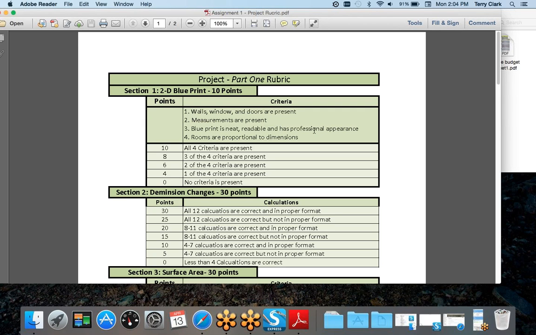And notice it says 2D. So even though it's going to talk about height, when you do your blueprint, the blueprint needs to be done in 2D. It can't have walls going up. You wouldn't put walls up on it because it's going to be a flat surface. That's what 2D is. Now the height will be used in working with your conversions.